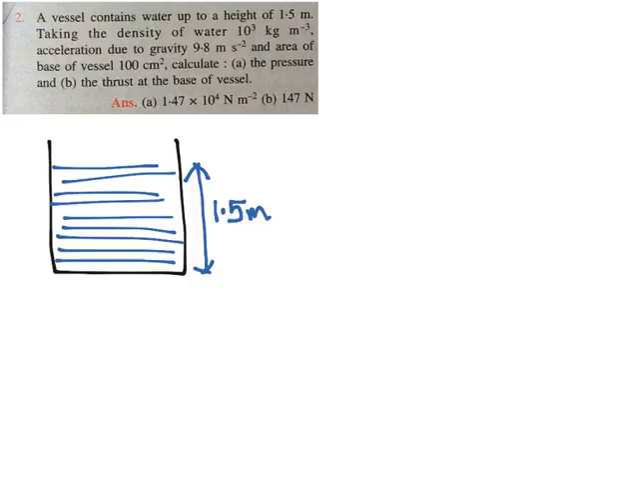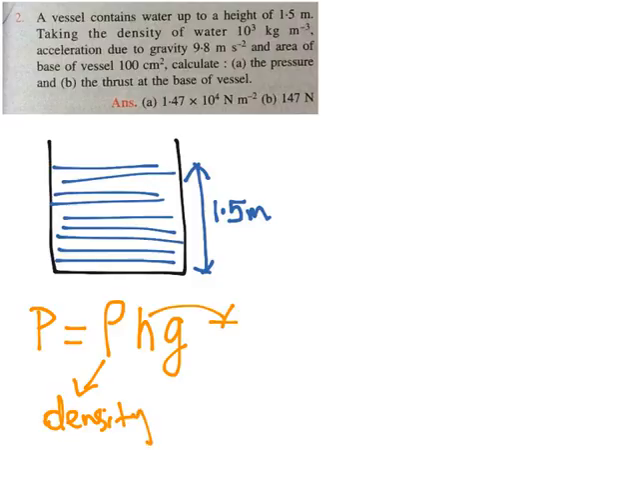So let's first talk about pressure. We know from pressure in fluids that the pressure in any liquid, or on the vessel, is given by P equal to rho h g. Rho is the density of the fluid, h is the height of the fluid or liquid, and g is our acceleration due to gravity.